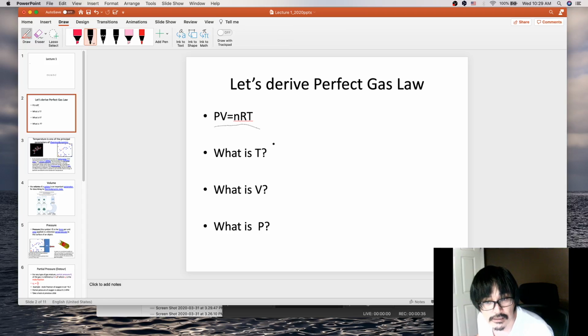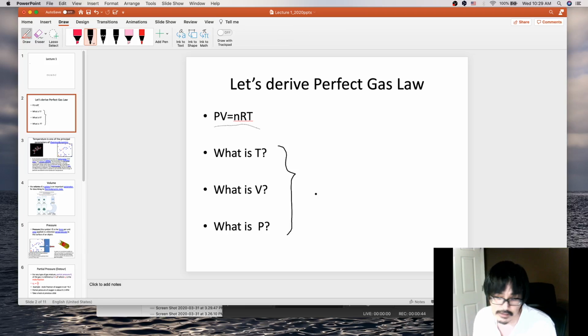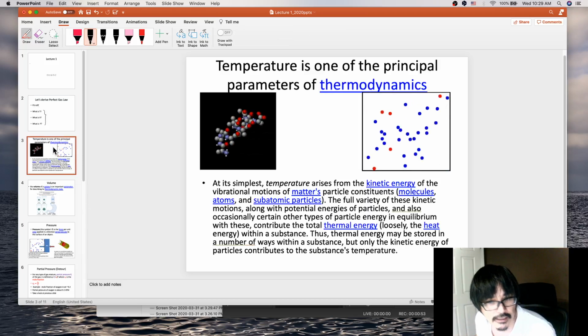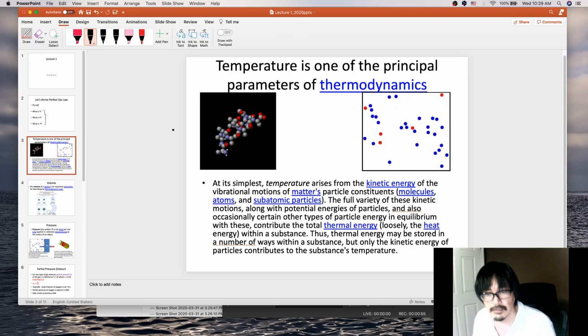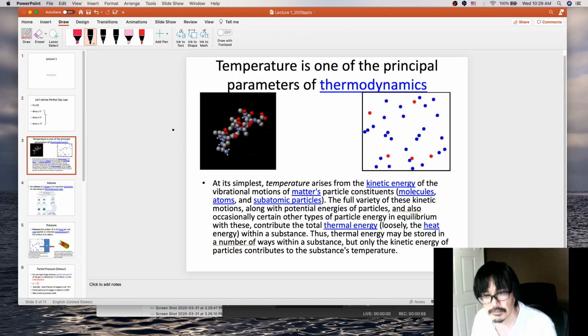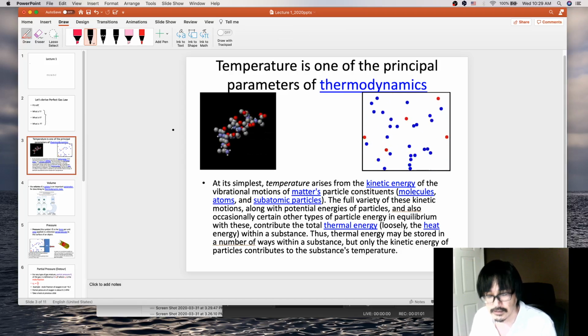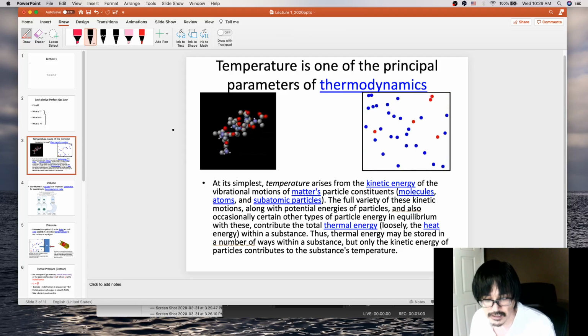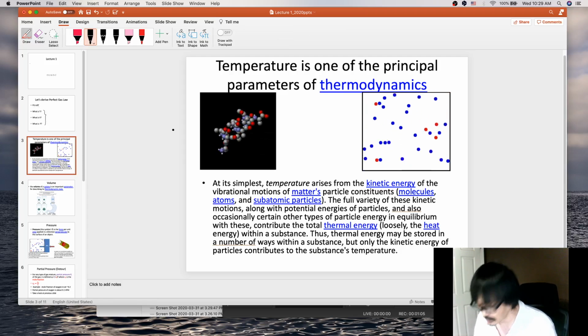Before I do this, let me try to explain the temperature and volume and pressure, because it's kind of important to actually have good physical intuitions about the temperature, volume and pressure. So let's start out with that one. The temperature, to me, determines the average kinetic energies or average speed.